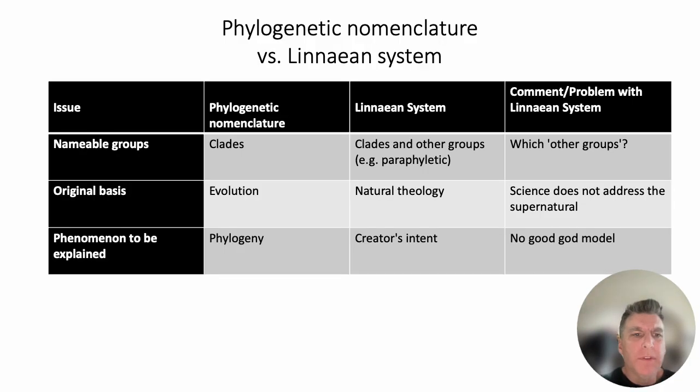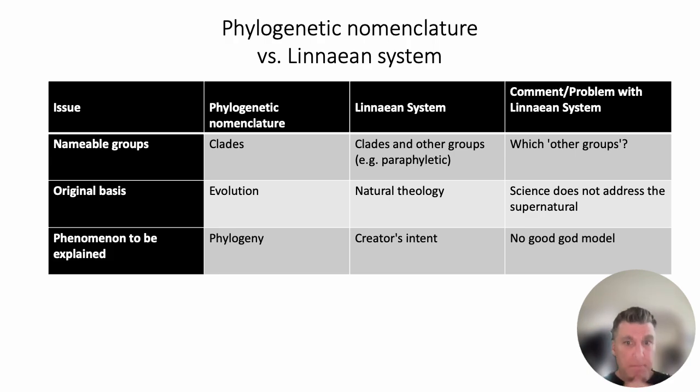Okay, so I'm putting these two together because they're really similar, and there are ways to think of them as the same kind of issue. The original basis for phylogenetic nomenclature was clearly evolution. That's your first principles. You're saying, okay, evolution's the basis for everything in biology. Let's come up with a taxonomic system that works with that idea.